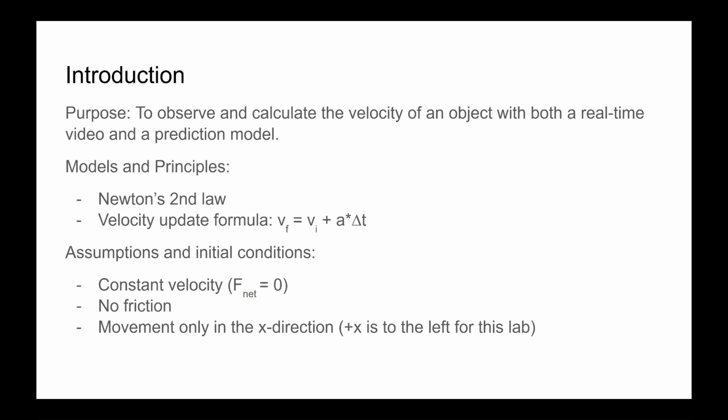The models and principles involved were Newton's second law, the velocity update formula, and assumptions and initial conditions. Since we want a constant velocity, we're going to assume net force equal to 0. That also means we're not going to take into account friction. The movement will also only be in the x direction, and positive x is to the left for this lab.